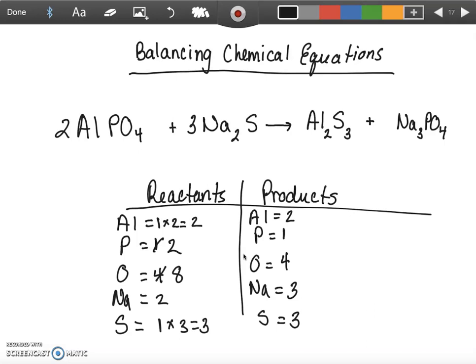But guess what else I changed? I also changed the number of sodiums. This is now 6, because 3 times that 2 is 6. Again, you guys should be pretty well versed in the counting of atoms by now.